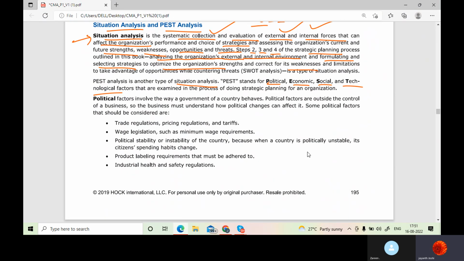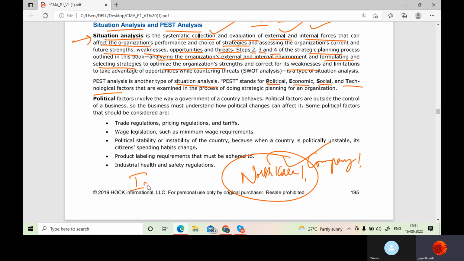Okay, because suppose I want to start my company in a country, and I'm just taking this country's name purposefully, North Korea. So what is your opinion about this country? Do you want to open or start a company here? Or again, I'm giving you one more option. You want to start a company here or here?